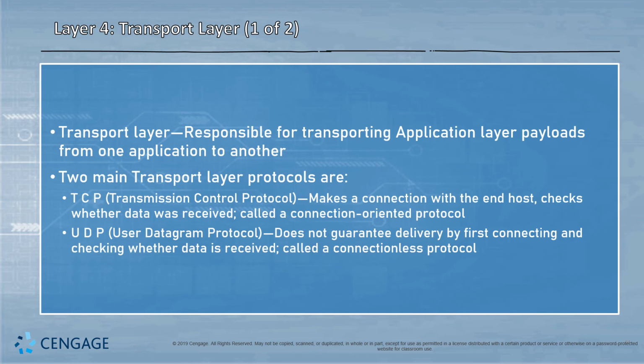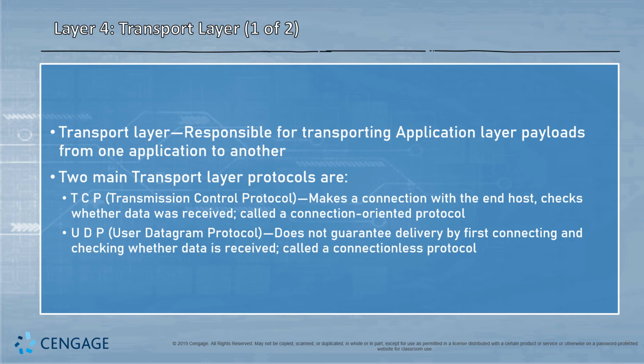Transport layer is responsible for moving payloads from one application to another, and the two main ones, as we talked about, are TCP and UDP. Now, it's important to notice the distinction between the two. TCP must make a connection with the end host and verify the data that was transmitted. That is why it's called a connection-oriented protocol.